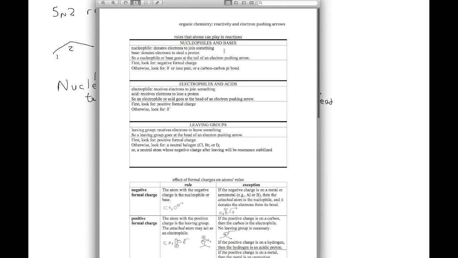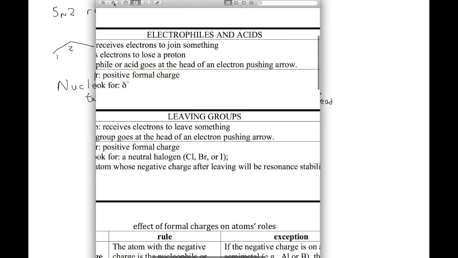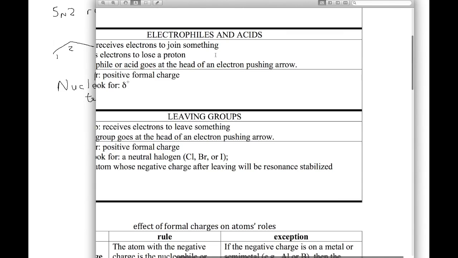I sent you 2 handouts. Let's look at this one. Yeah, 2 files on here. On reactivity. Okay.